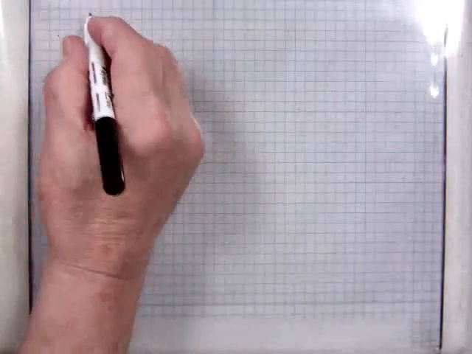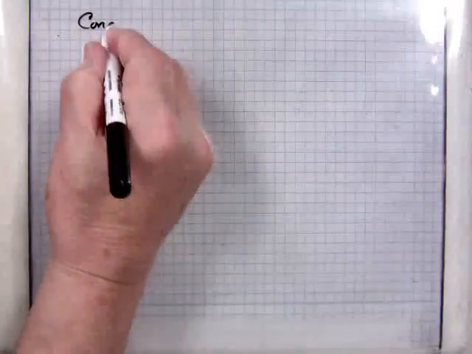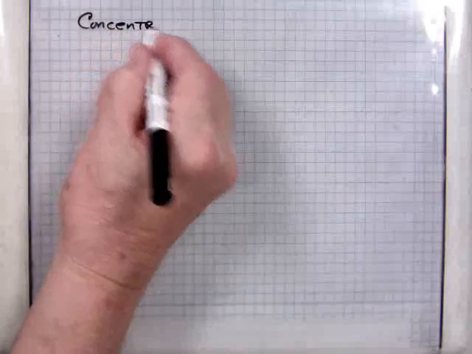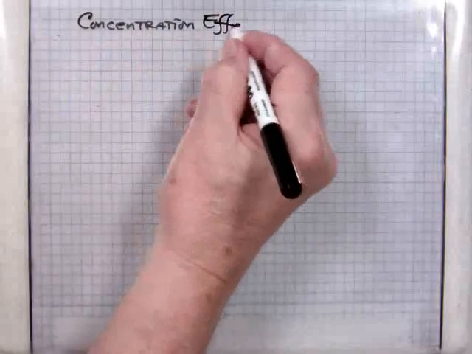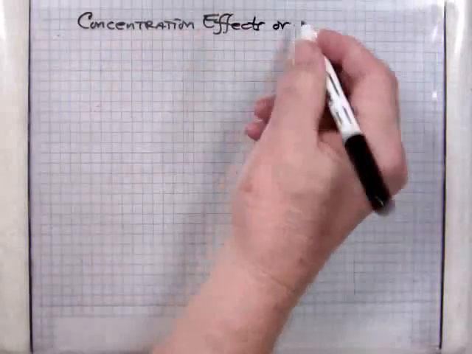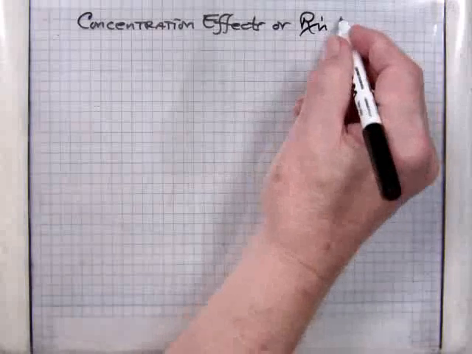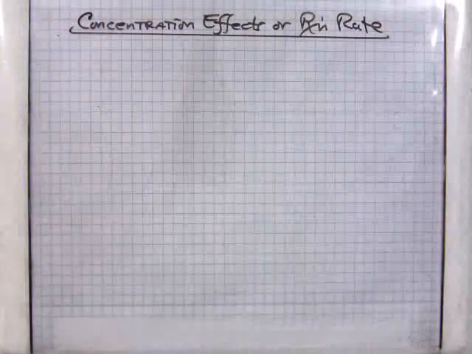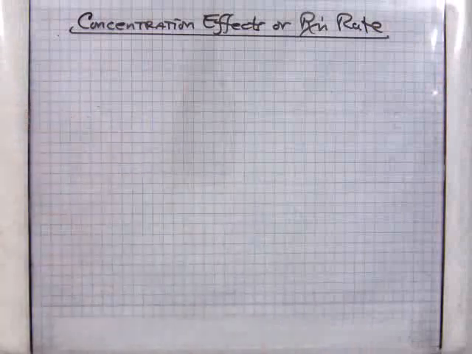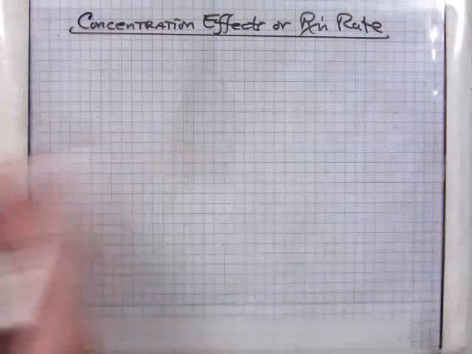Okay, in this section, remember, one of the rate factors is concentration. So what we're looking at here is concentration effects on reaction rate. There are four kinds of problems that you will have to learn about in this topic.